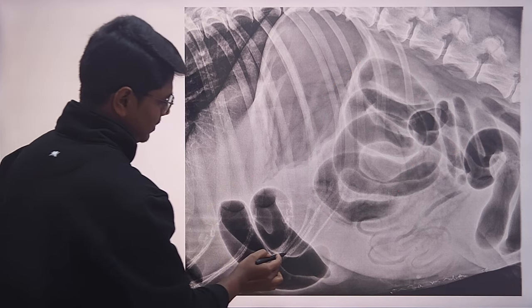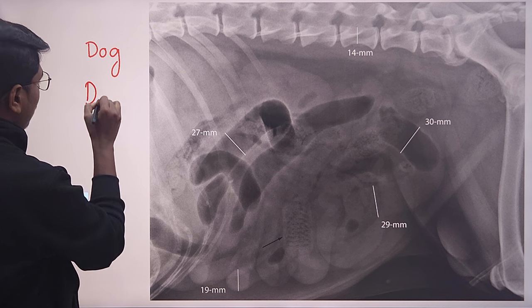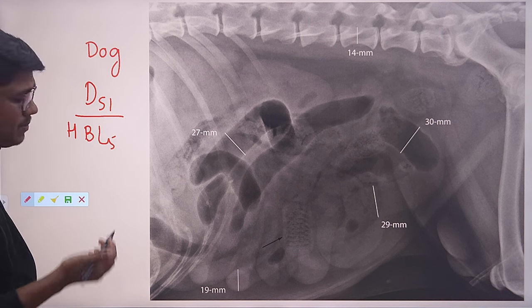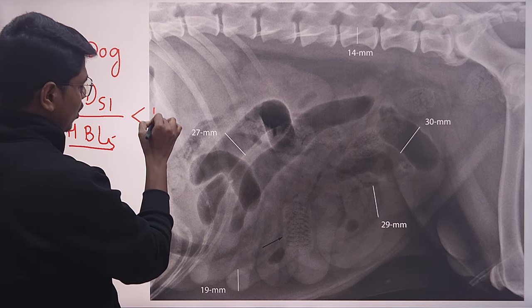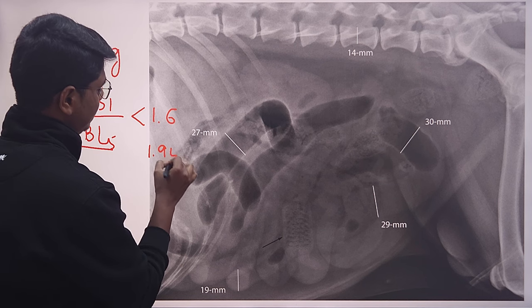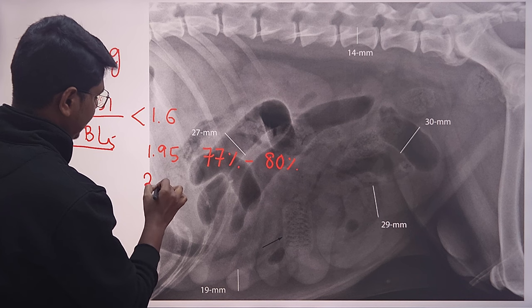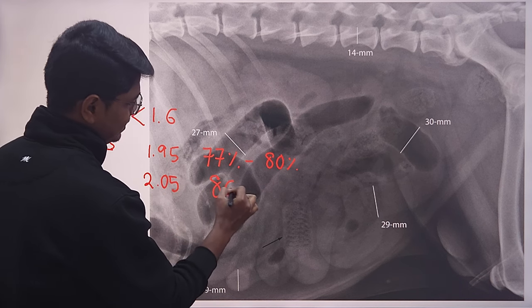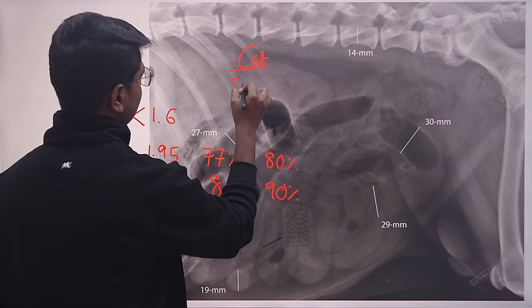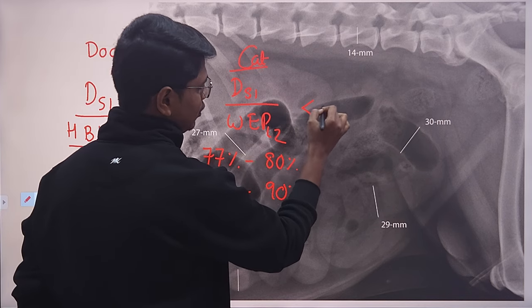intestine. Another thing I forgot to mention: an article suggests that in case of dog, the ratio of the diameter of the small intestine to the height or width of the body of L5, in normal cases, is 1.6. Some articles suggest that when it reaches 1.95, the chance of obstruction is 77% to 80%, and when it reaches 2.05, the chance of obstruction is 86% to 90%. In case of cat, the ratio of the diameter of the small intestine to the width or height of the end plate of L2 should be less than 2.